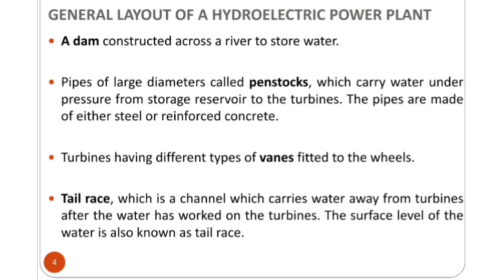The next part is the vanes, which are fitted to the wheels of the turbine. After striking the vanes, the wheel of the turbine, or the runner of the turbine, will start to rotate and work will be done. After work is done, this used water should be carried away from the turbine. That is done by using a channel called the tail race, and the water will be carried away from the turbine. The surface level of the water in that place is called the tail race.